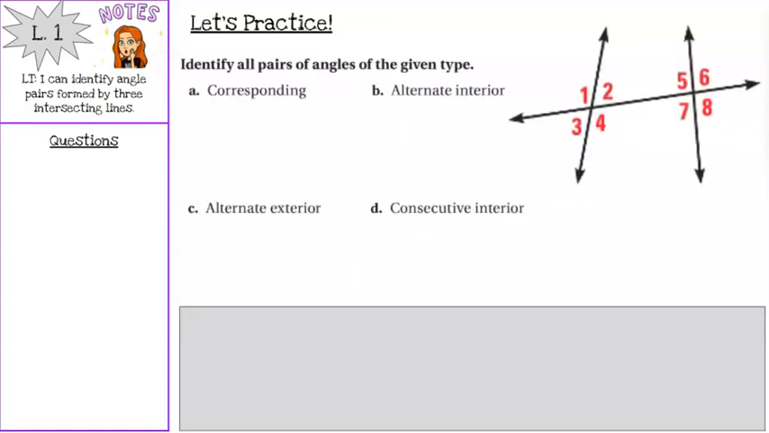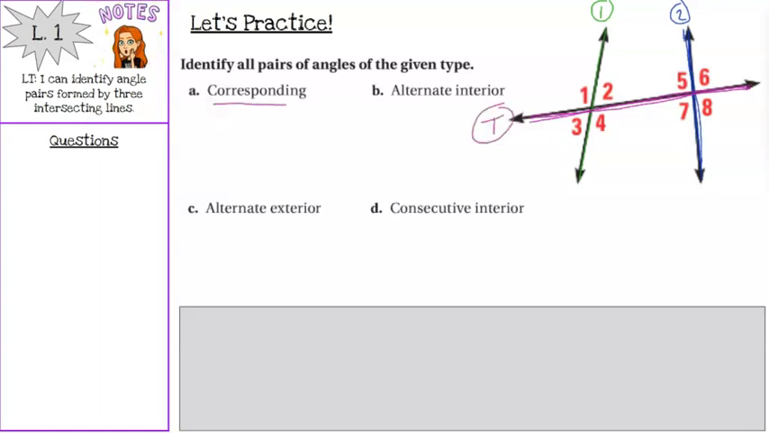All right, just a little bit more with those two lines cut by a transversal. Here we have our two lines. We have line 1, line 2, and our transversal. So doing that exploration last week, we should have learned about those angle pairs.